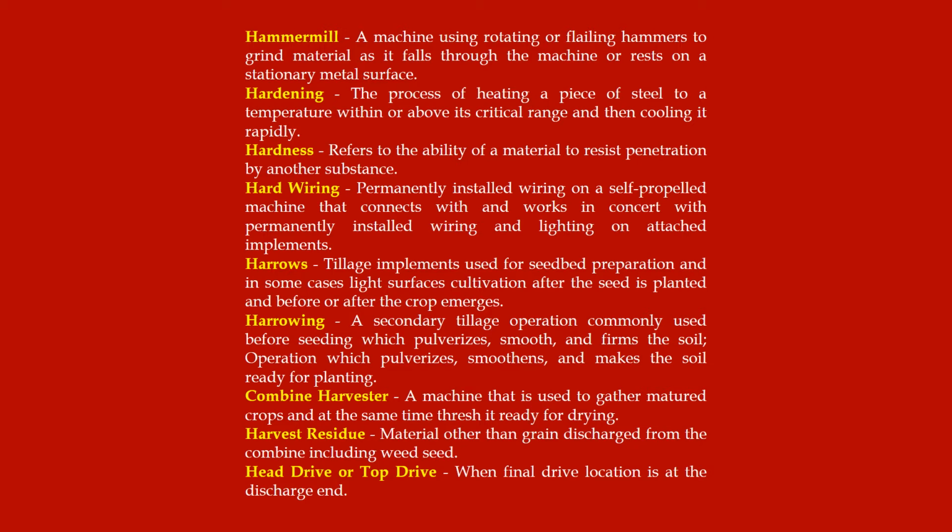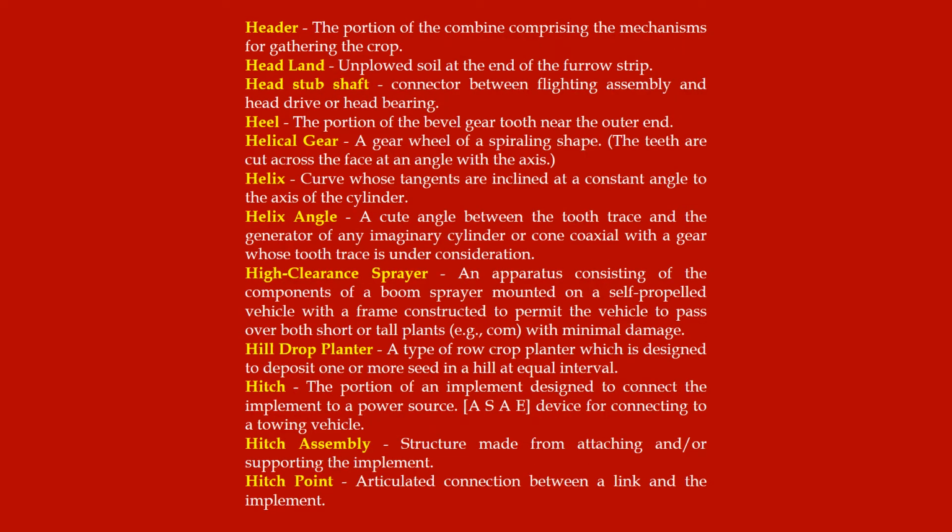Combine harvester. A machine that is used to gather matured crops and at the same time thresh it ready for drying. Harvest residue. Material other than grain discharged from the combine including weed seed. Head drive or top drive, when final drive location is at the discharge end. Header. The portion of the combine comprising the mechanisms for gathering the crop. Headland. Unplowed soil at the end of the furrow strip. Head stub shaft. Connector between flighting assembly and head drive or head bearing.